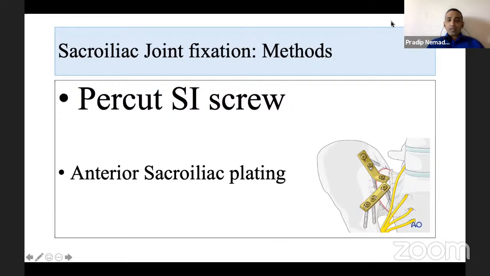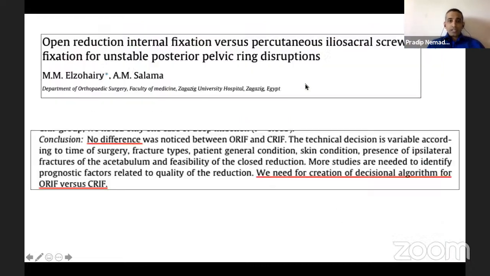However, anterior sacroiliac plating still has a role, and there are definite indications when we would like to go for plating, either in addition to the screw or in substitution to the screw. So if we see the literature, there are a few articles. This is an article which compared ORIF plus plating versus the percutaneous SI screw. They say there is no difference that they have noted in their series between the plating and screw ORIF series. But they highlighted the fact that there needs to be an algorithm for ORIF versus SIRIF.